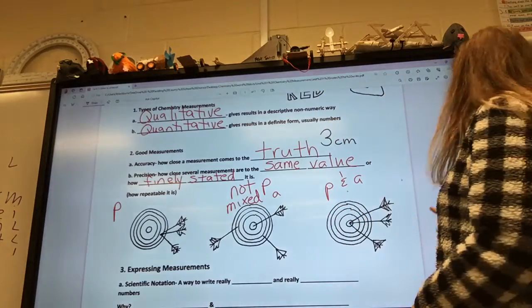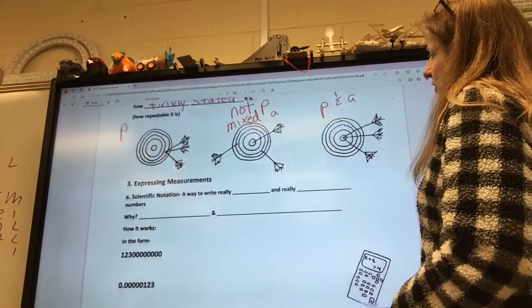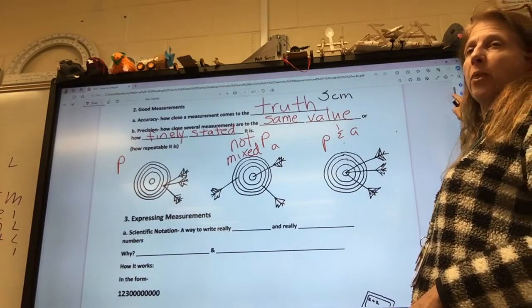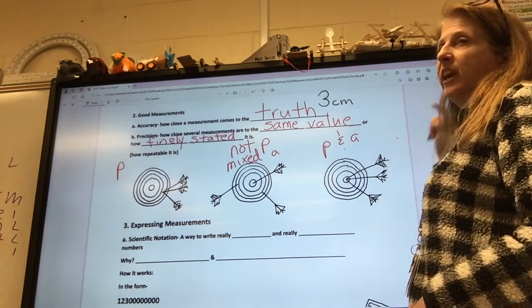So that's what we want in science, and you need to know the difference in those. Okay, can I go on? Am I going too fast if I go on? Okay, let's also talk about your notes. You have to color them.